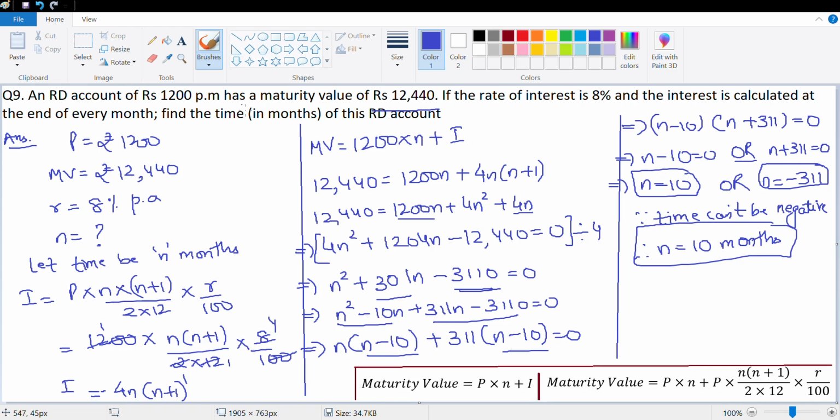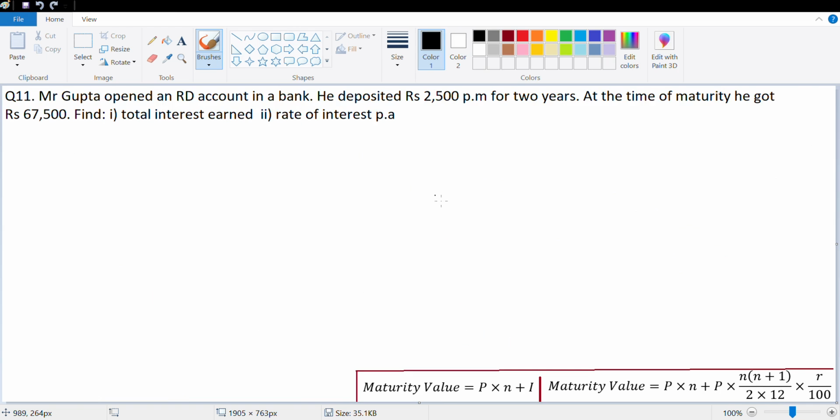So let's check the question. Find the time in months. So we figured out the time, therefore time period of this RD is 10 months. Let's look at the last question that I'll solve with you from this exercise, which is question number 11. Question number 11 says, Mr. Gupta opened an RD account in a bank, deposited rupees 2,500 for 2 years. So what is given is principal is equal to rupees 2,500. Done. Time is 2 years, so n is equal to 2 years, which is equal to 24 months.